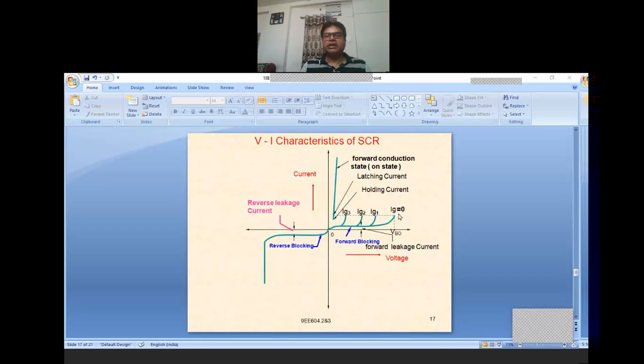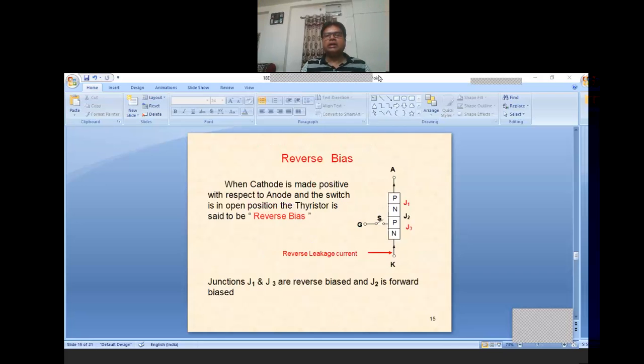What we have to understand is, after forward breakover voltage is achieved, the current goes on increasing, and SCR will be pulled into conduction state or on state when the current becomes more than the latching current. But once after the conduction state is reached, there will be fluctuations or variations in the forward current. Even if this forward current is decreased, SCR will be maintained in the on state, but it will be pulled back into the forward blocking or off state when the forward current becomes less than the holding current.